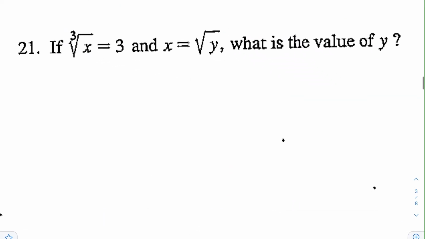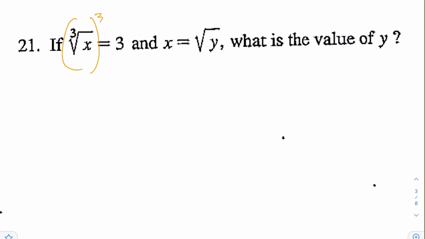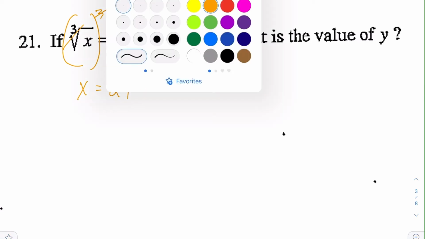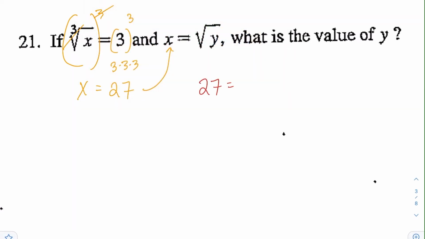Alright, next for number 21, if the cube root of x is equal to 3 and x is equal to the square root of y, what's the value of y? So to solve for x first, you can do the inverse, which is power of 3. So when you cube both sides, you get x isolated on the left, because the cube root cancels out with the power of 3. And 3 cubed is 3 times 3 times 3, which is 27. So if x is equal to 27, you can substitute in. That means that 27 is equal to the square root of y.